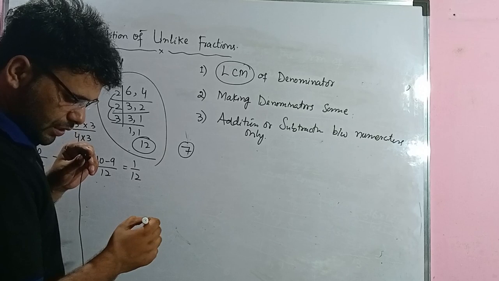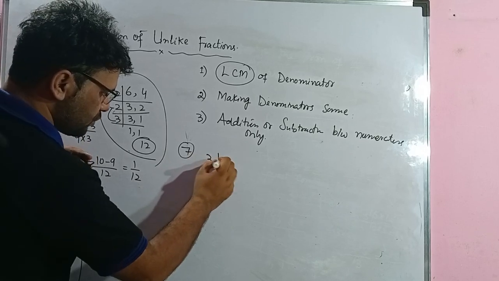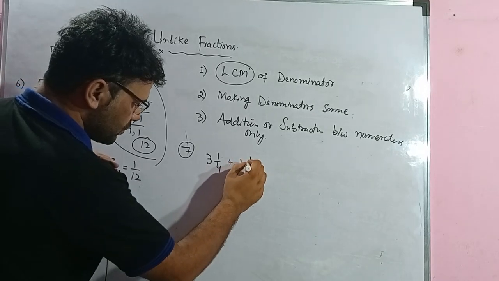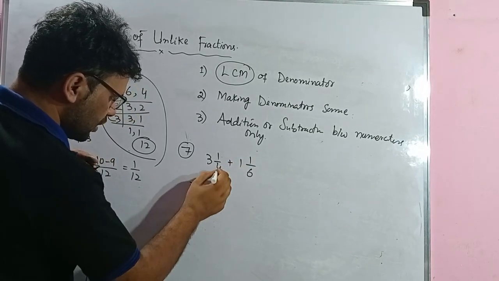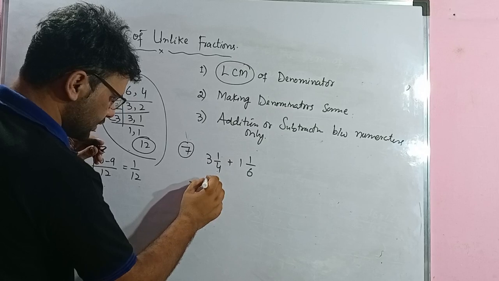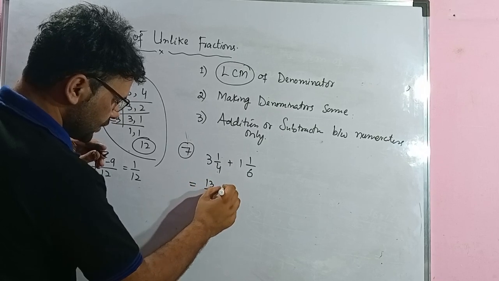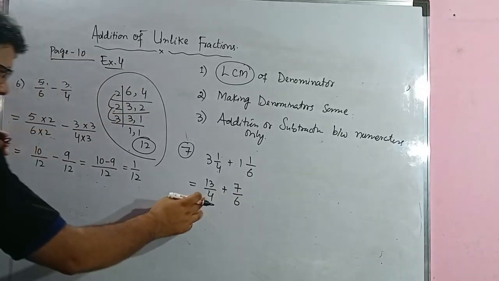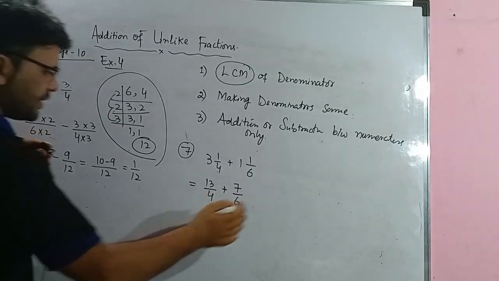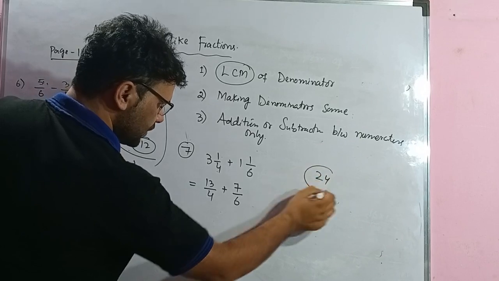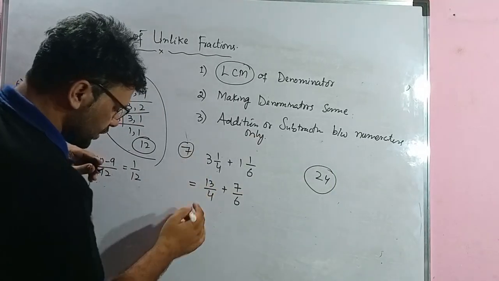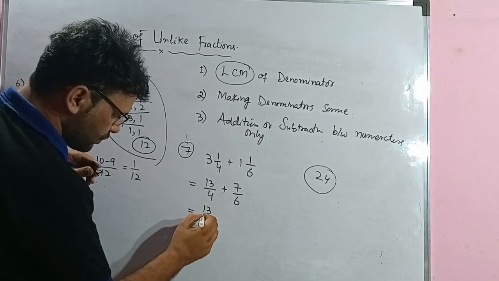There are mixed numbers or mixed fractions. 3 mixed 1 by 4 plus 1 mixed 1 divided by 6. Now you can see 4 3s are 12 plus 1. It is 13 by 4. Plus 6 1s are 6 plus 1, that is 7 by 6. Now between 4 and 6, if you find the LCM, it is 24. Now I will make the denominator 24.